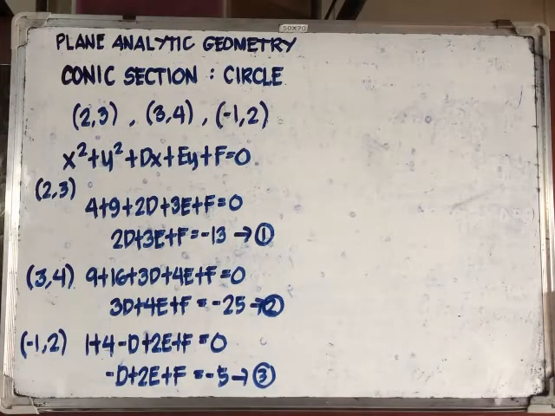Is that clear? Okay, if it's clear, we now have three equations. If you have a calculator that can solve 3 equations with 3 unknowns, then well and good, because the computation will be much faster. But if not, what we will do is the basic solution in getting D, E, and F.